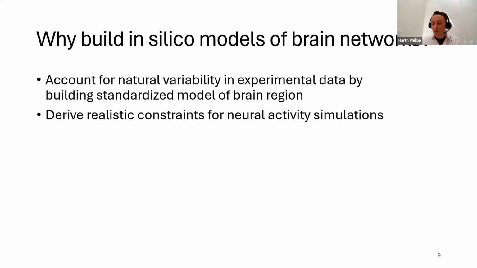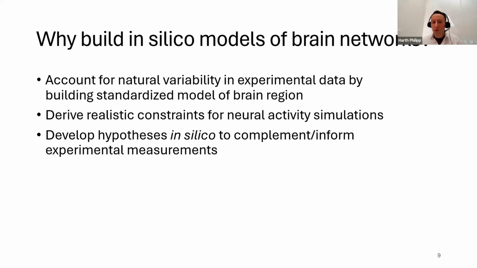Second, we not just want to understand the wiring diagram, but of course the goal is to understand how this circuit works. And for this, we need to simulate neural activity. And to simulate neural activity, we need realistic constraints about the wiring diagram. And these constraints can only be derived in a computational format if we actually have a computational representation of this brain region.